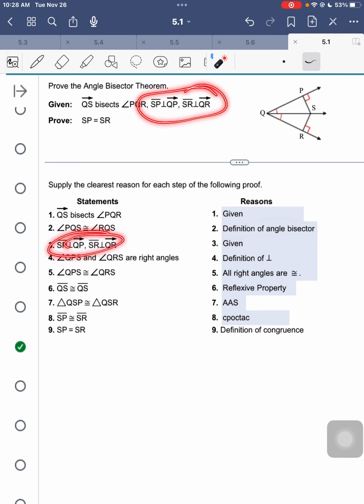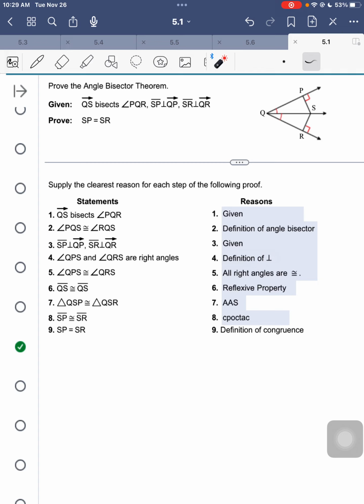Now I have this that was given to me. Now, angles QPS and QRS are right angles. How do I know they're right angles? Because I know that any point on an angle bisector is perpendicular and equidistant to the sides of the angle that was bisected. So now I know that this is the definition of perpendicular.